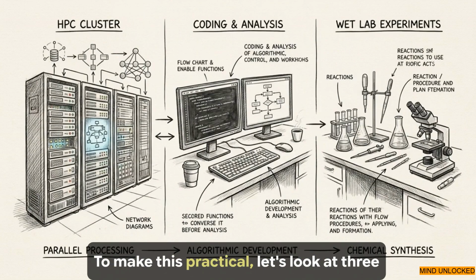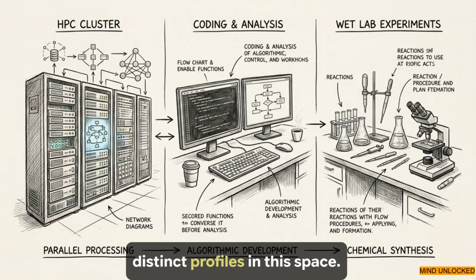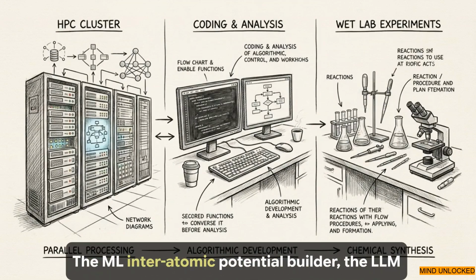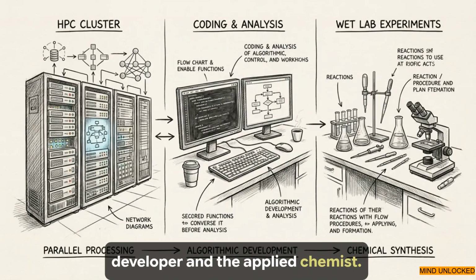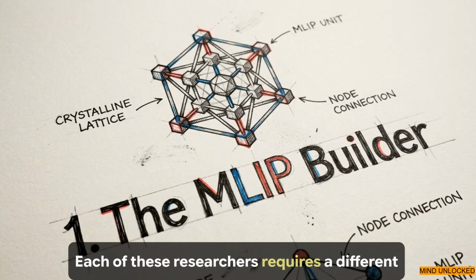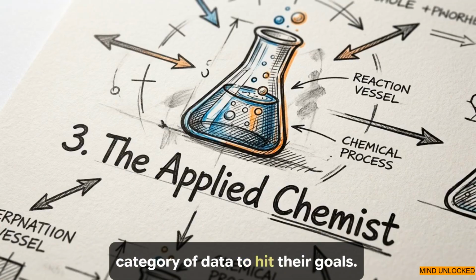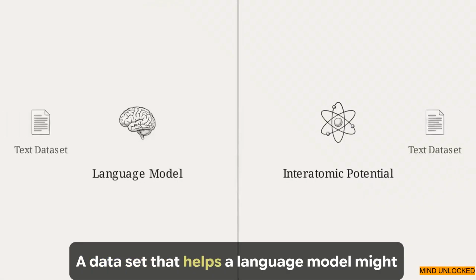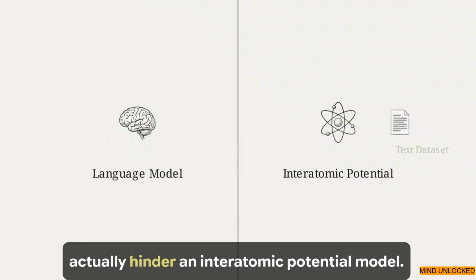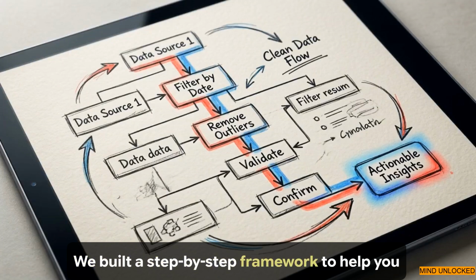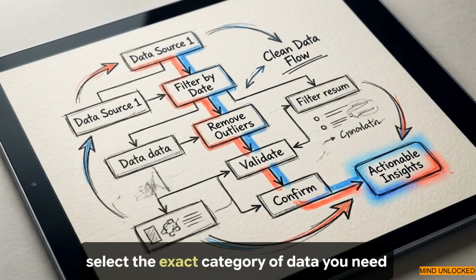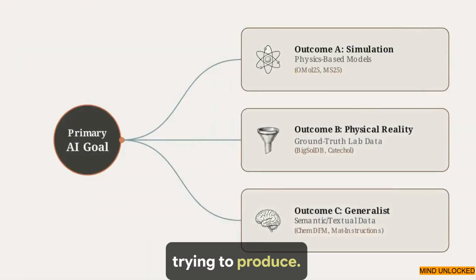To make this practical, let's look at 3 distinct profiles in this space: the ML interatomic potential builder, the LLM developer, and the applied chemist. Each of these researchers requires a different category of data to hit their goals. A dataset that helps a language model might actually hinder an interatomic potential model. We've built a step-by-step framework to help you select the exact category of data you need, based on the downstream outcome you're trying to produce.